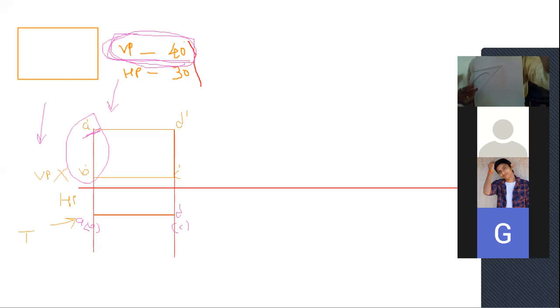Now this is horizontal plane, downward, and this is vertical plane. Now I have put it like this. Understood?